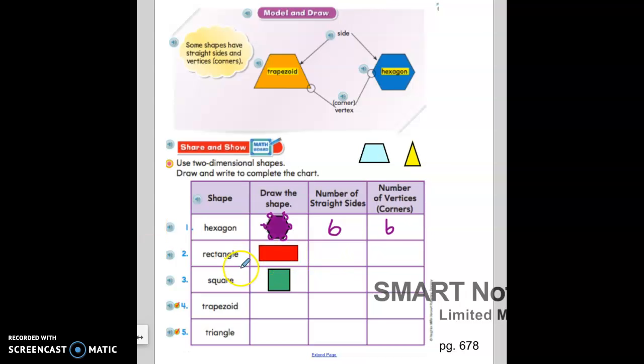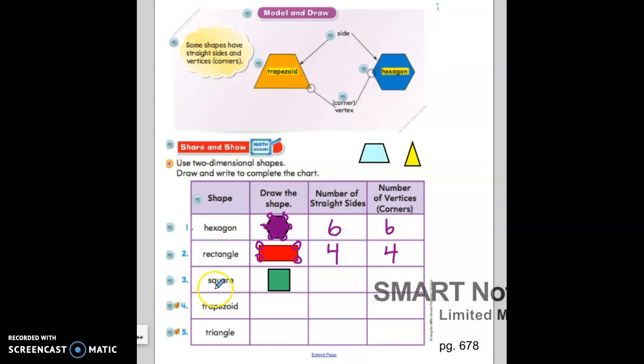Now let's look at the rectangle. How many straight sides does this rectangle have? 1, 2, 3, 4. Let's write the number 4. How many corners does this rectangle have? It also has 4 corners.